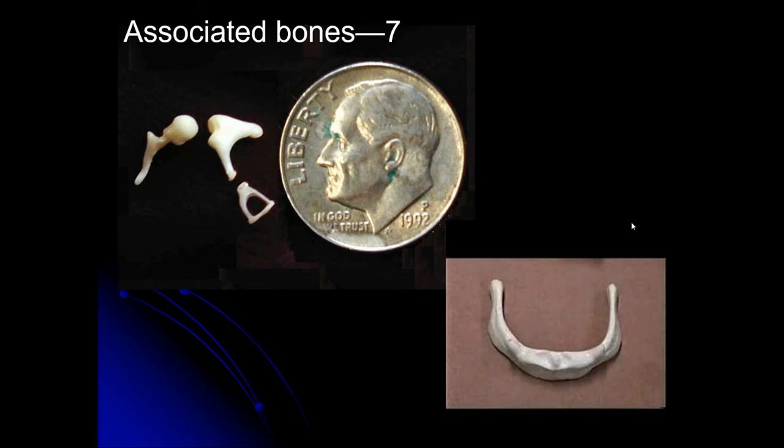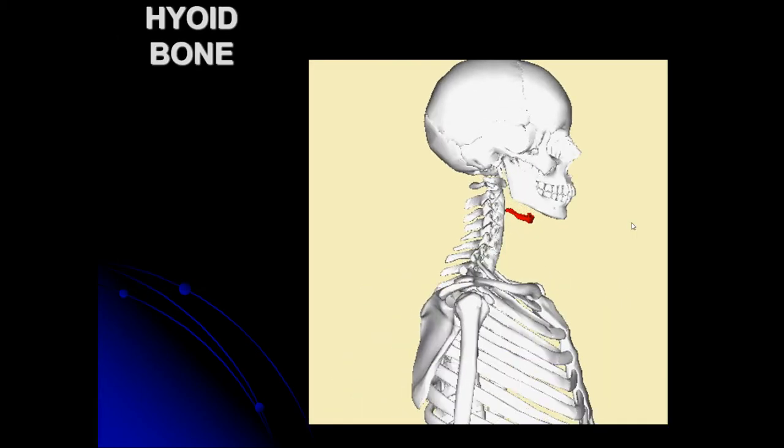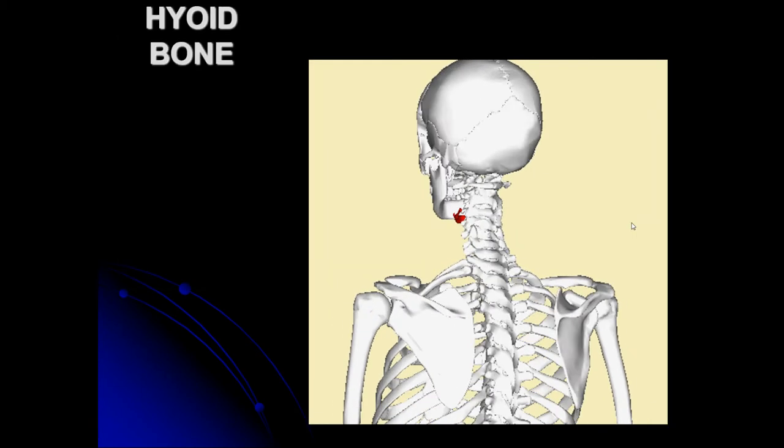So there are 3 tiny little bones inside each ear, and if you look at them here and compare them to the size of a dime, you can see just how small they are. And then there's a horseshoe-shaped bone in the neck near the Adam's apple. That bone is called the hyoid.